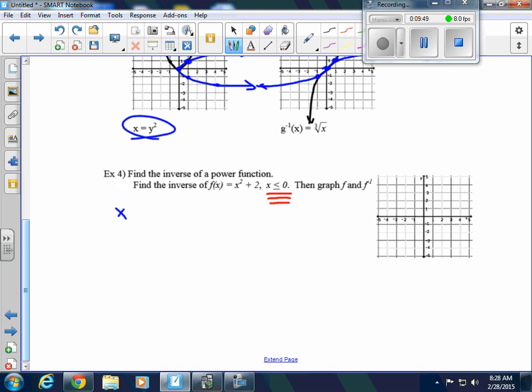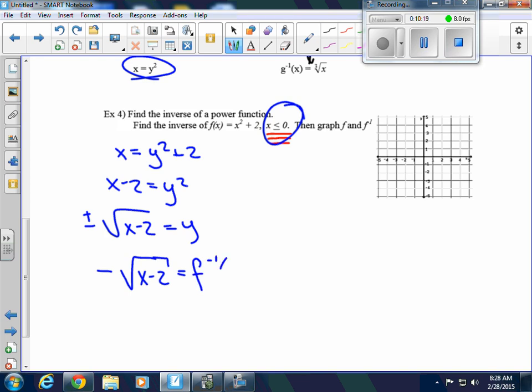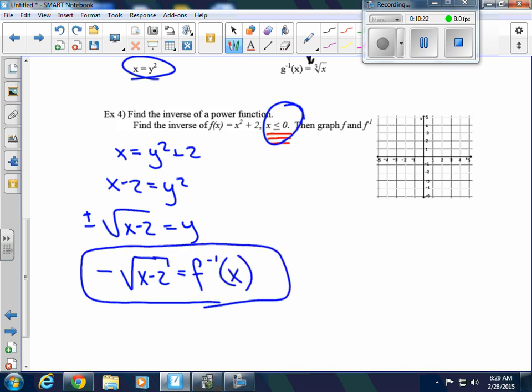Well, again, switch my x and my y. Okay, x minus 2 equals y squared. We take the square root of both sides, and we're going to get plus or minus the square root of x minus 2 equals y. However, we are restricting that to less than or equal to 0 for my x value. So this is going to be negative the square root of x minus 2 equals f inverse of x. So there is my inverse function. So let's graph these.